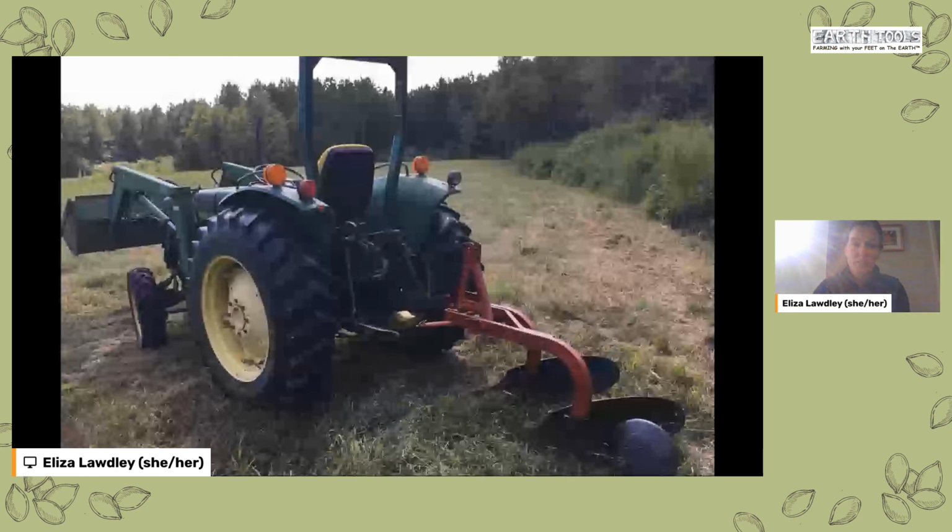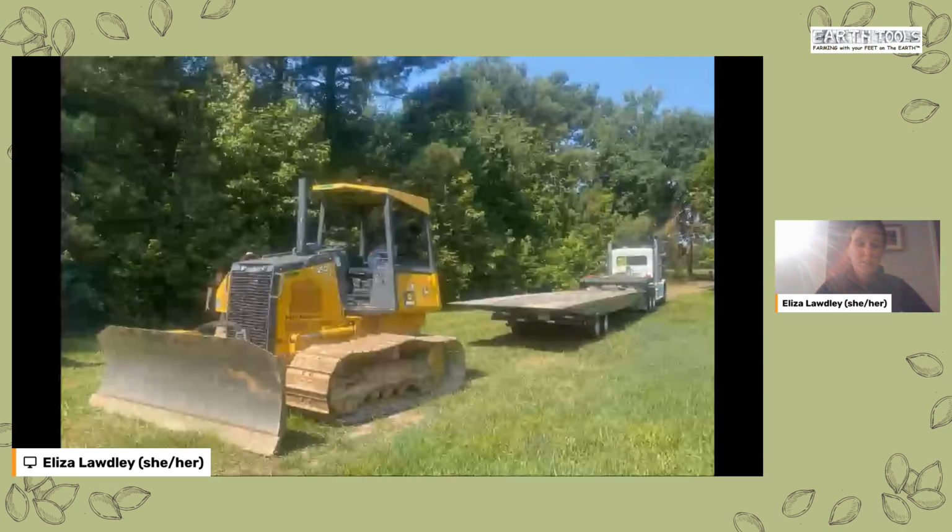This is the subsoiler that I mentioned that we found on Craigslist. We pull it behind a very simple John Deere tractor. So again, nothing fancy, but it helps to rip those swales in new pastures and new areas that we open up. This is the bulldozer that we used for the Triangle Land Conservancy.